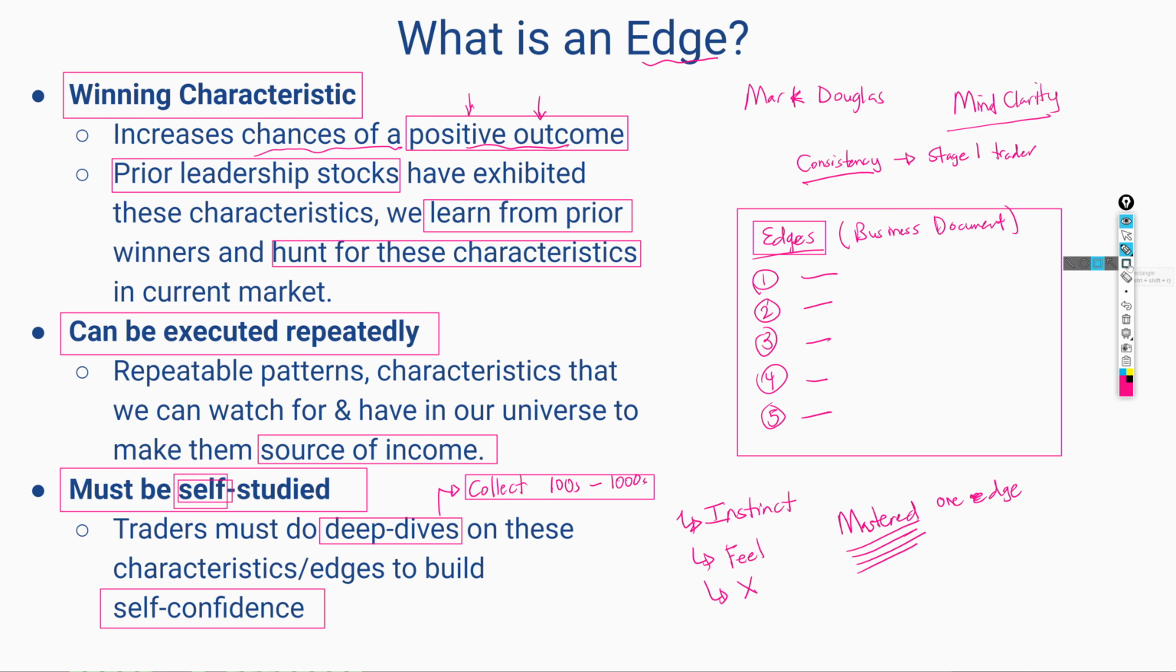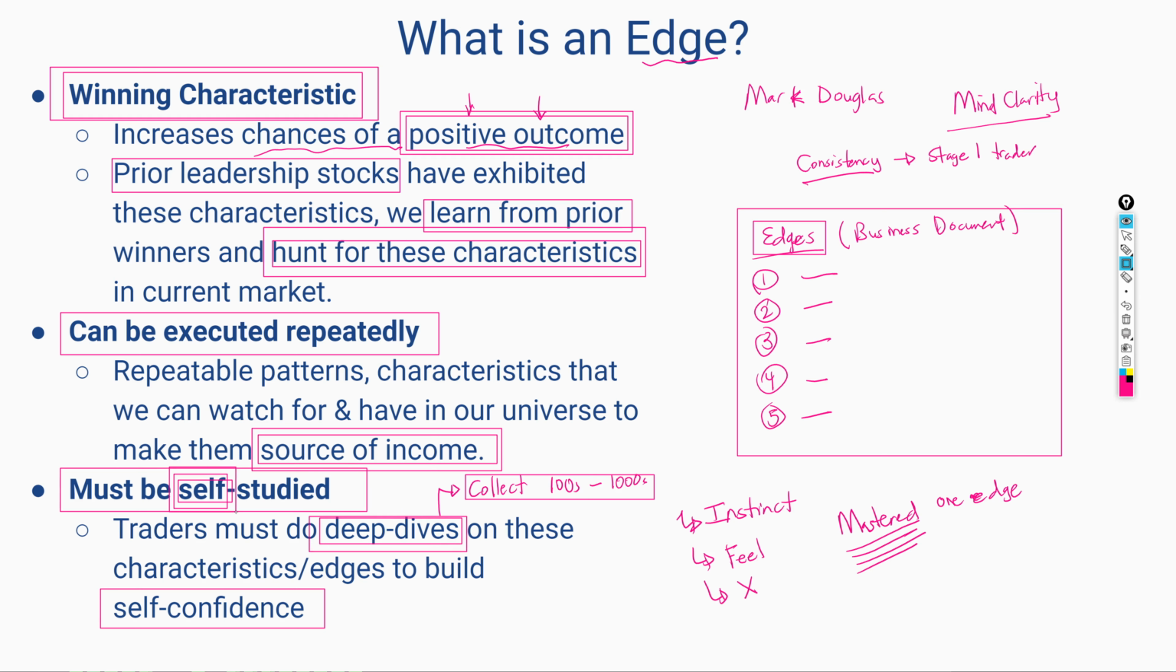So give this a thought. This is basic. What is an edge? Again, it's a winning characteristic that increases your probabilities of a positive outcome. You hunt for those characteristics again and again. You make them a source of income in your trading. You do deep dives to build self-confidence, and you study them on your own.